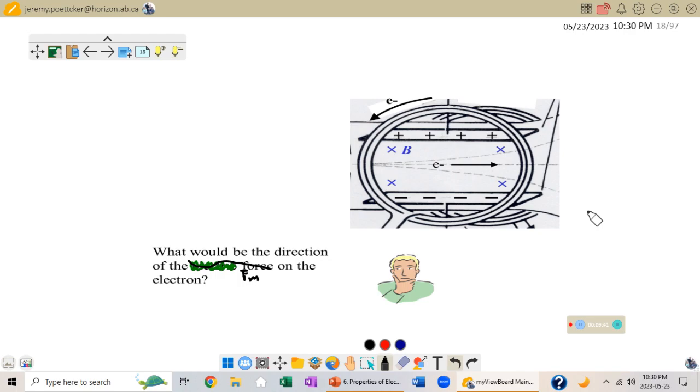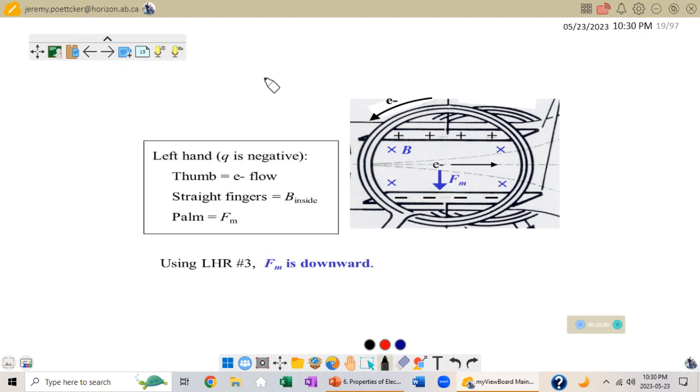Well, this is going to be our third left-hand rule. If we look at that, my fingers are going into the page, my thumb shows me the direction of the electron's motion, and my palm is pointing in the direction of the magnetic force, which will be downwards. Lovely. So this is a great review of our magnetic field stuff, because here we've got the second left-hand rule, now the third left-hand rule, electric fields, and magnetic fields, they're all coming back. So all this stuff we've already learned is now showing up again.